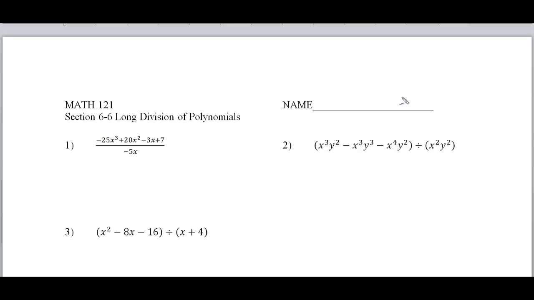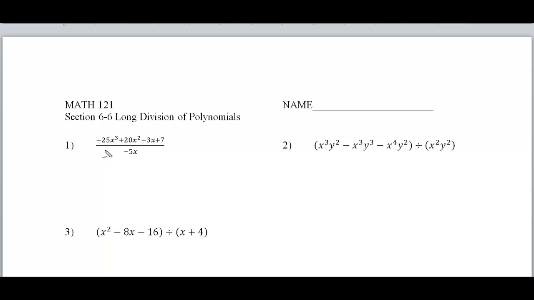So this is one of the very traditional and yet kind of long methods of trying to find if one thing is the factor of another. For example, in this problem, we have the numerator of negative 25x cubed, 20x squared, negative 3x plus 7. And we're checking to see, does negative 5 perfectly go into each of these?